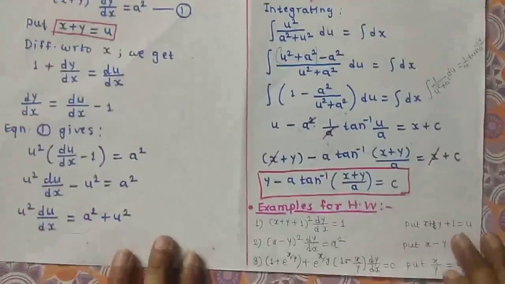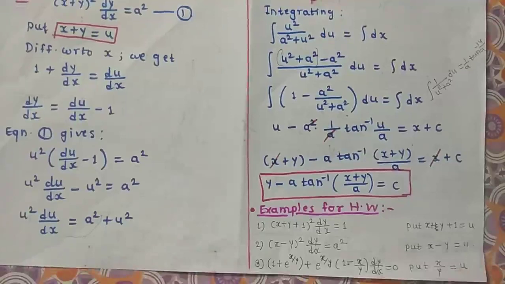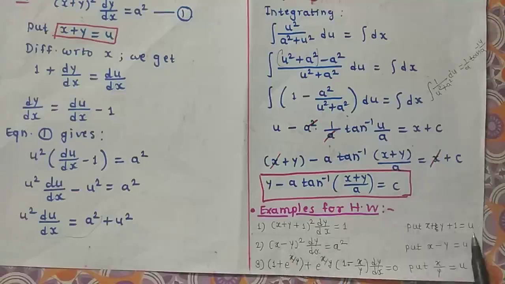So in this way, using substitution, we easily reduce differential equations into variable separable form. So here I give a few examples for homework. Let us see the first one, (x plus y plus 1) whole square dy by dx equals 1. This is similar to our first question, right? So in this example, this is a function of x plus y plus 1, that's why here we replace this term by u. So here is the substitution, and then differentiate with respect to x, substitute the value of dy by dx in this equation, and then separate terms of u and du, terms of x and dx, and apply the same process.